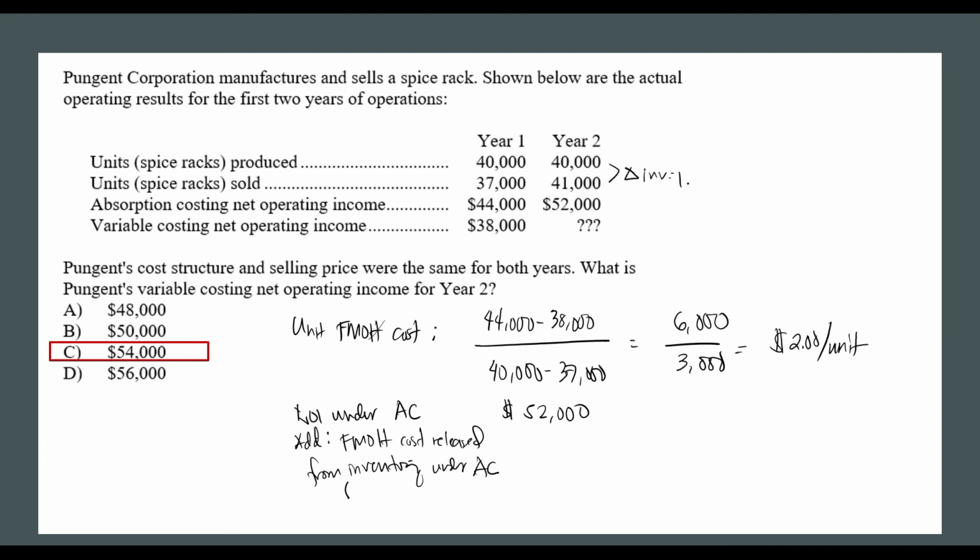of 1,000. So it is 1,000 multiplied by the fixed manufacturing overhead cost per unit of $2. So that is 2,000. So we add this 2,000 to 52,000. It will give us a value of 54,000. So this 54,000 is your net operating income under variable costing. So the answer here is letter C. Next problem.